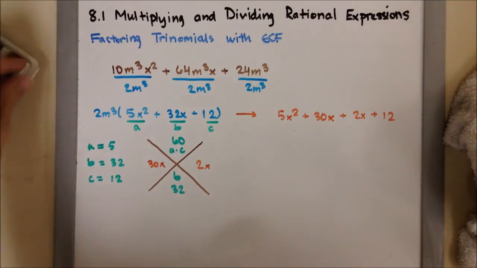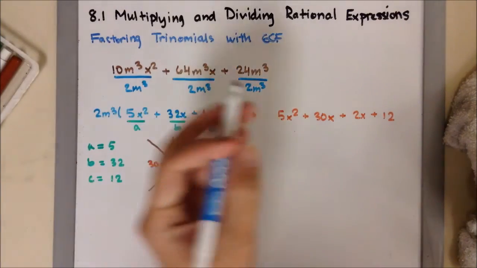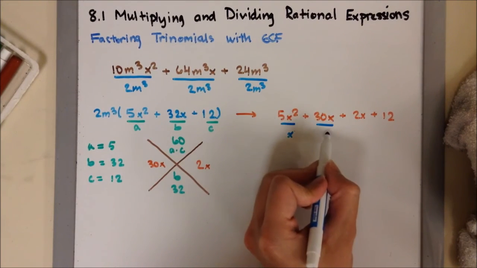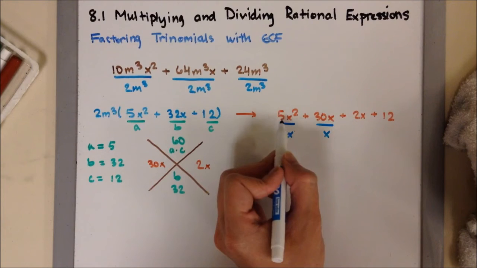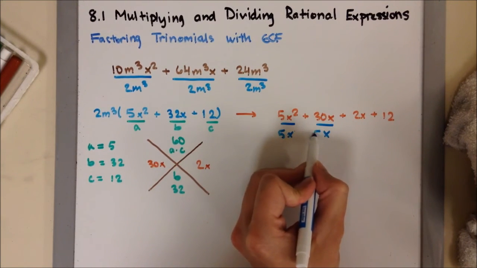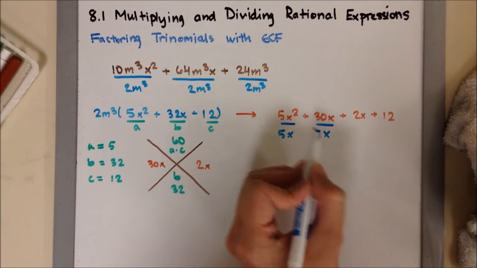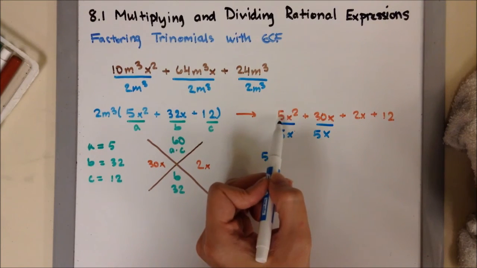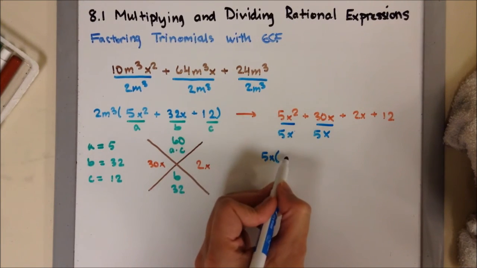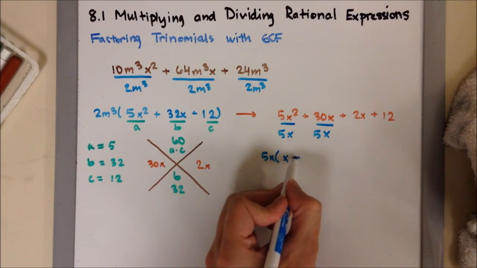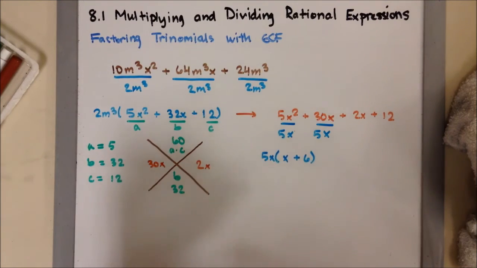Alright, so let's take a look at the left side. Both of these terms have x, so we're going to divide both of them by x. In addition, they both can be divided by 5, because 5 can go in 5 one time, and 5 can go in 30 6 times. So I'm going to put my GCF outside of parentheses, 5x. So 5x squared divided by 5x is just x. Positive 30x divided by 5x will be positive 6, close parentheses.